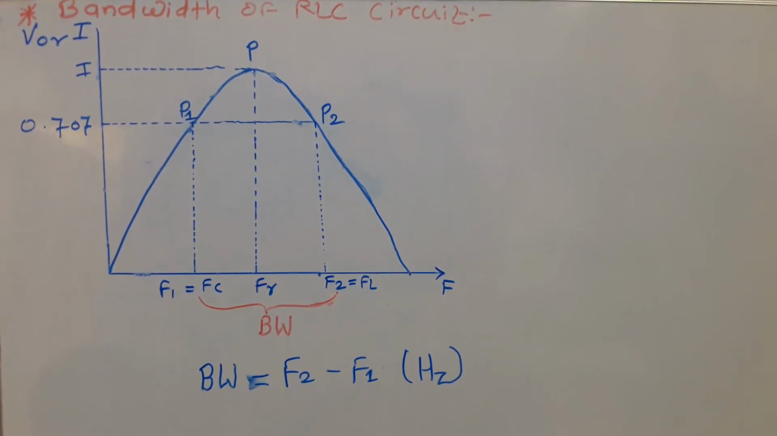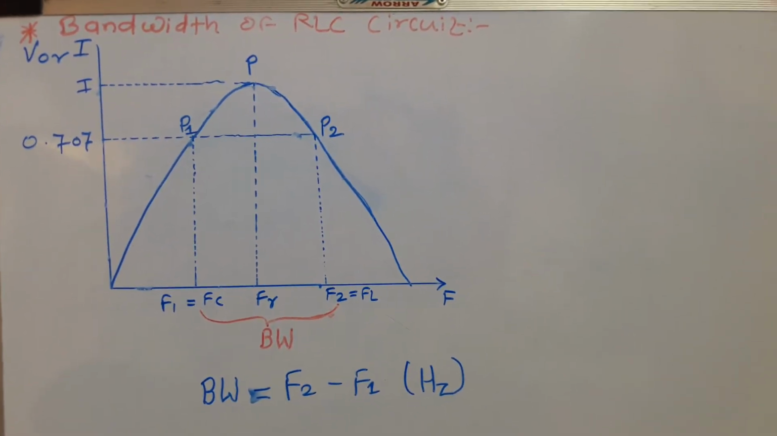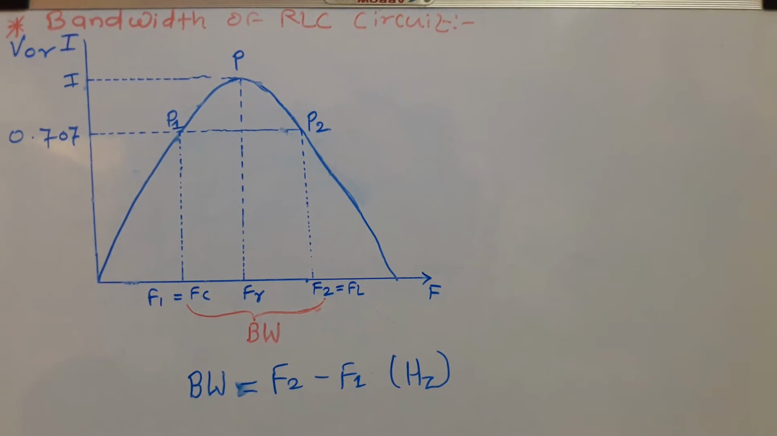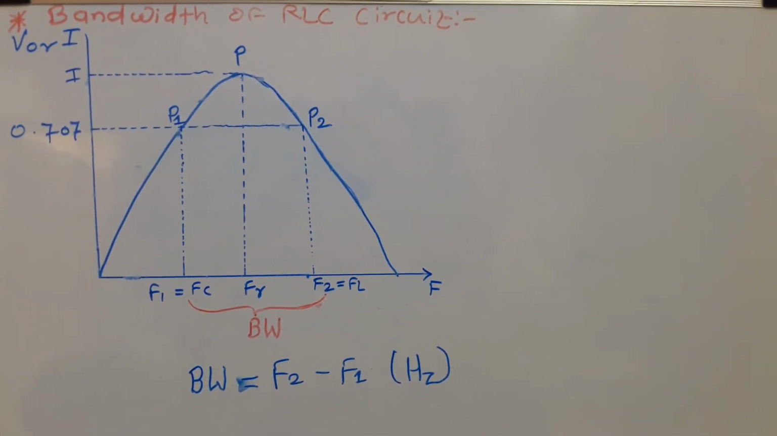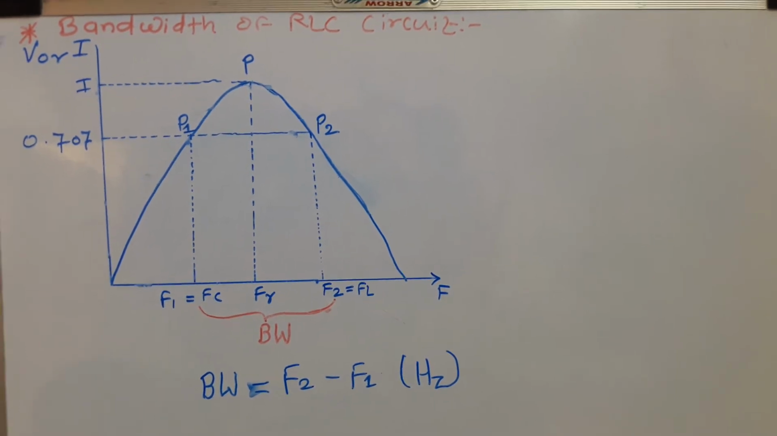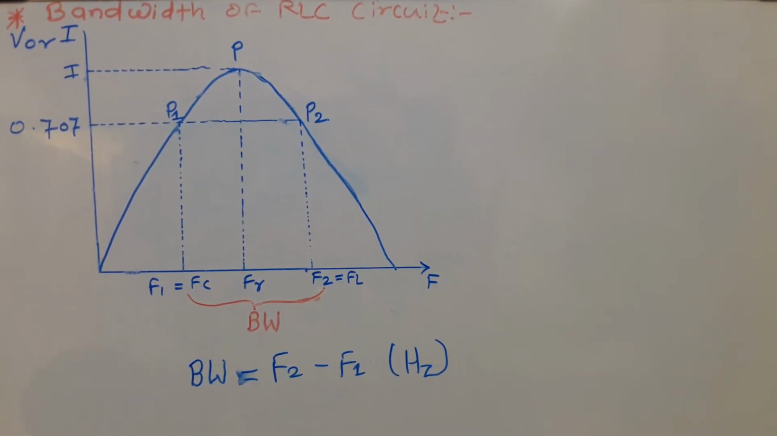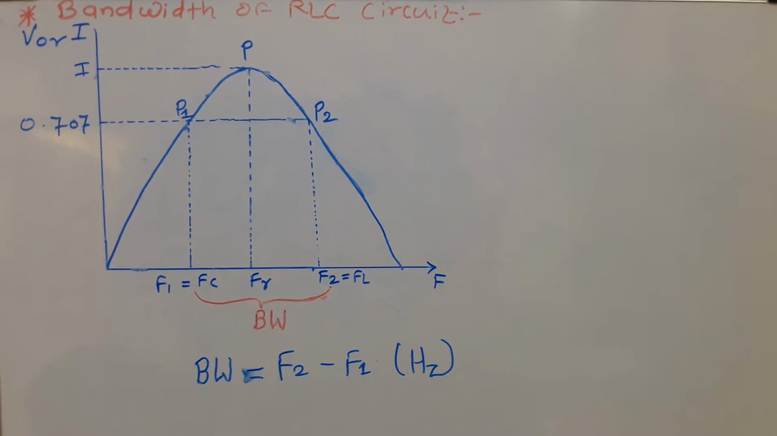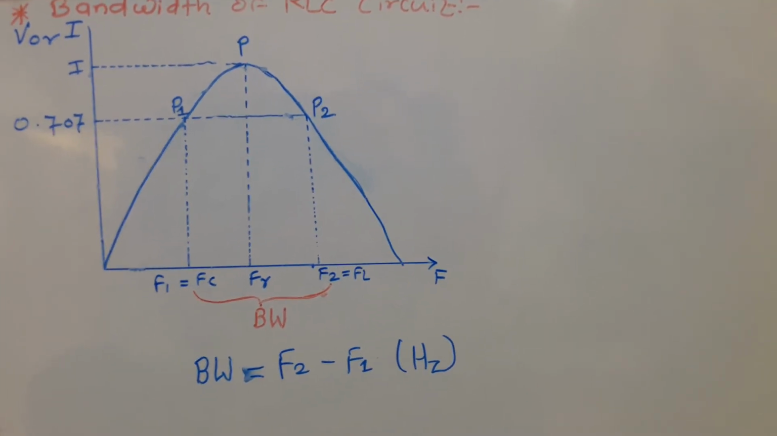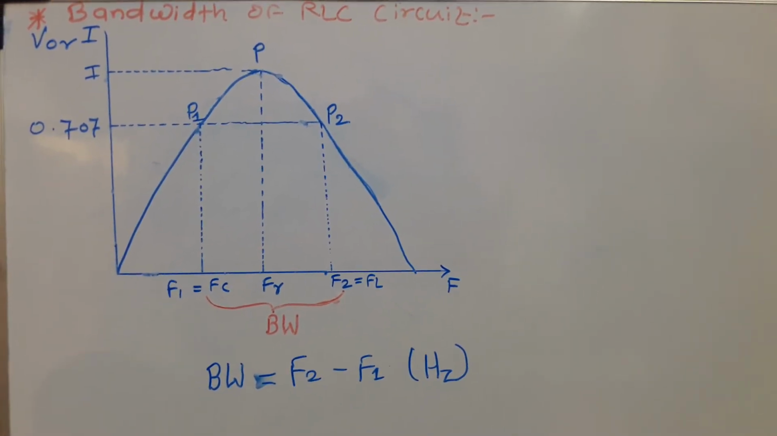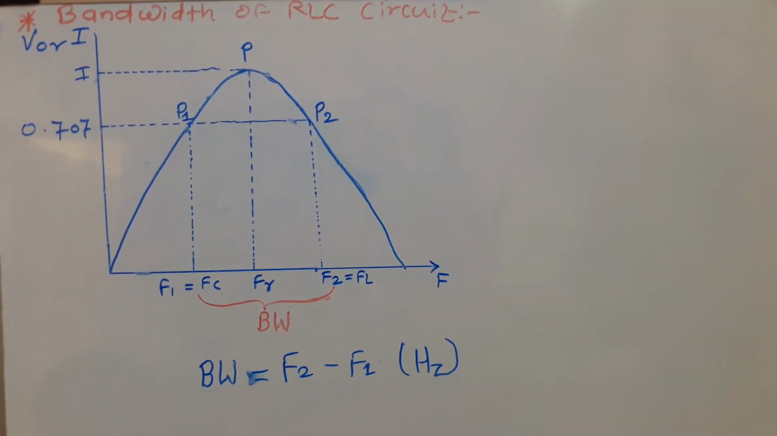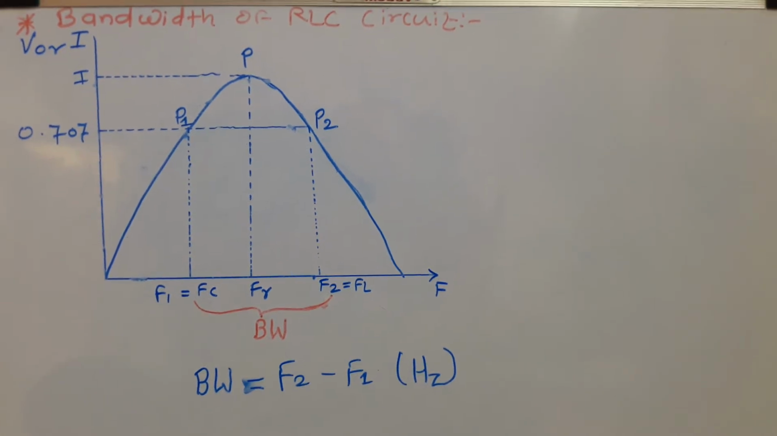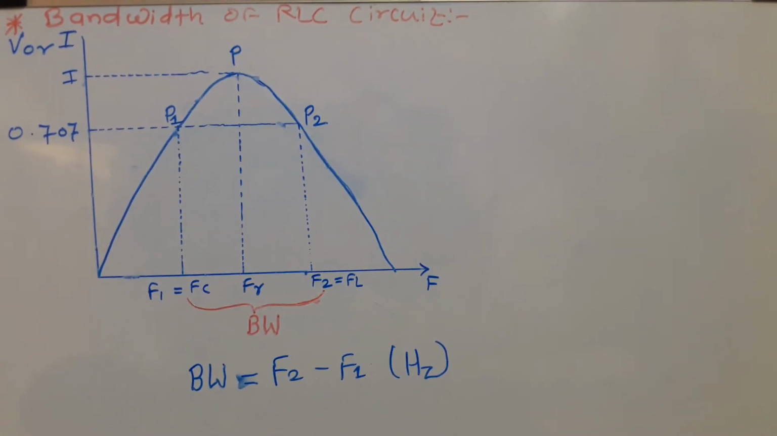Frequency F1 is called the lower cutoff frequency, and frequency F2 is called the upper cutoff frequency, where voltage or current achieves 70.7% value. The distance between F2 and F1 is called the bandwidth of the circuit. So the formula is written on the board. We can calculate bandwidth with the help of F2 minus F1. As we are talking in terms of frequencies, the unit of the bandwidth is obviously hertz.